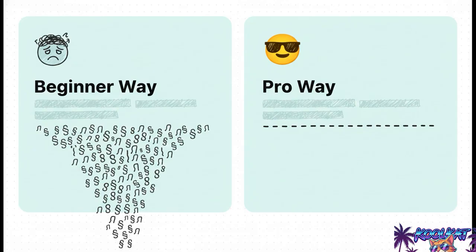On the left, you've got the beginner way. It's just a mess of all those little paragraph symbols creating this super fragile structure. But on the right, that's the pro way. It's clean. It's simple. A single page break tells Word, end this page right here, no matter what. It's absolute, and best of all, it's stable.